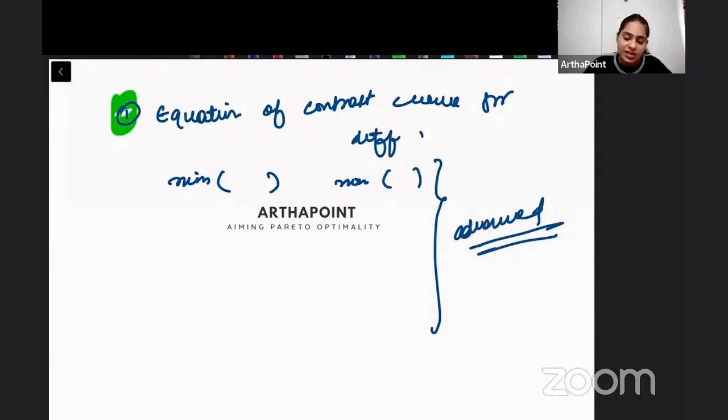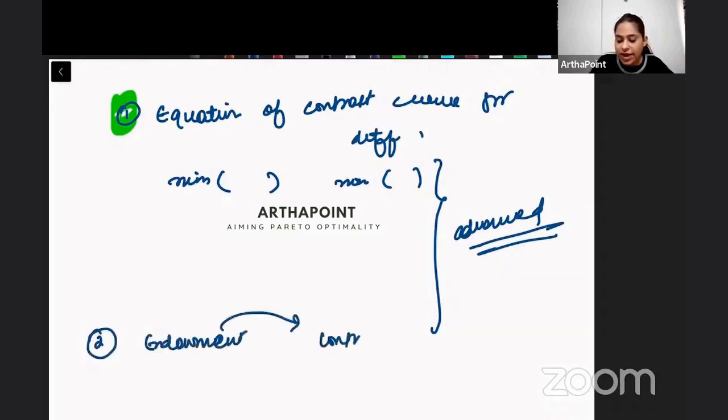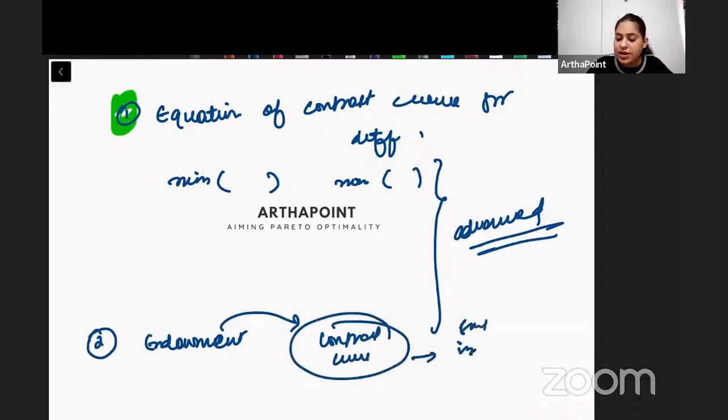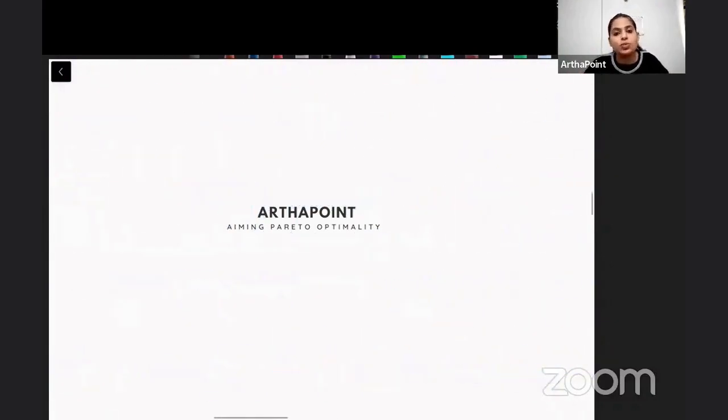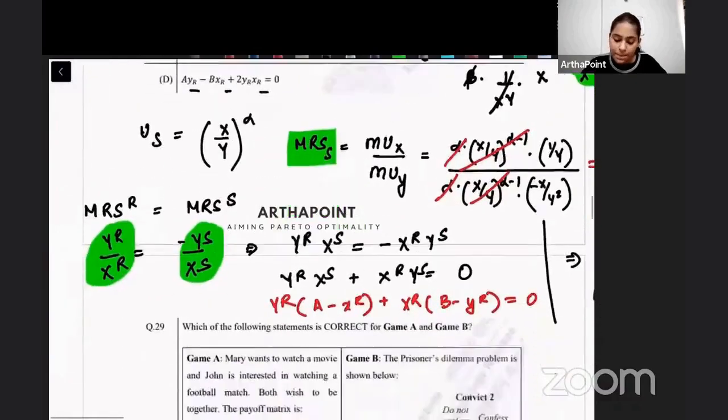Then the second takeaway from this question is how to use the endowment back in the contract curve so that the entire contract curve is written in terms of a single individual. That is also what you're required to do. And the last takeaway is how they can give you monotonic transformations of the function, and you should be able to work with those also.